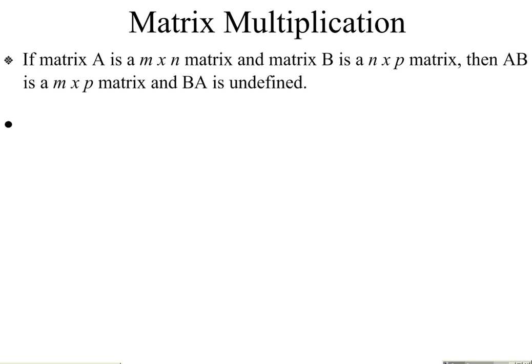First thing to notice from this definition is because A times B gives us an m by p matrix and B times A is undefined, we know right away that matrix multiplication is not commutative, meaning that it does matter the order in which we multiply things, versus standard multiplication where 9 times 6 is the same as 6 times 9.